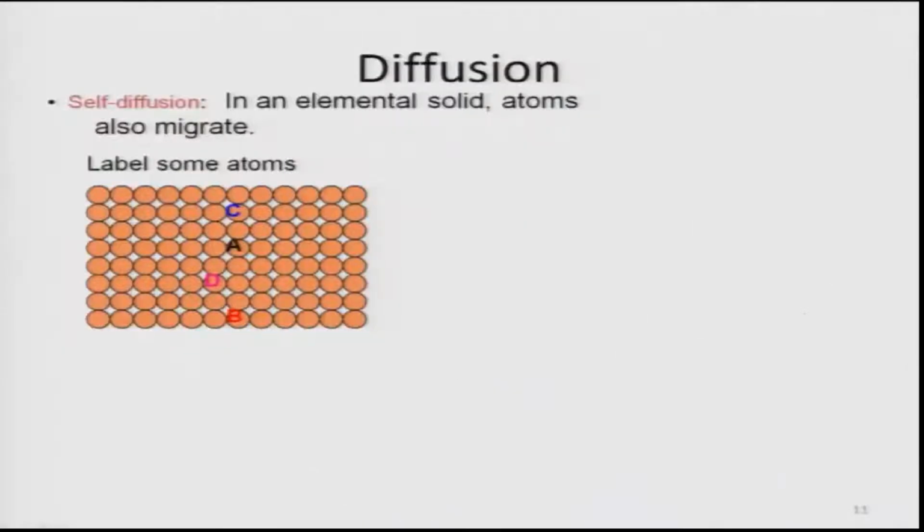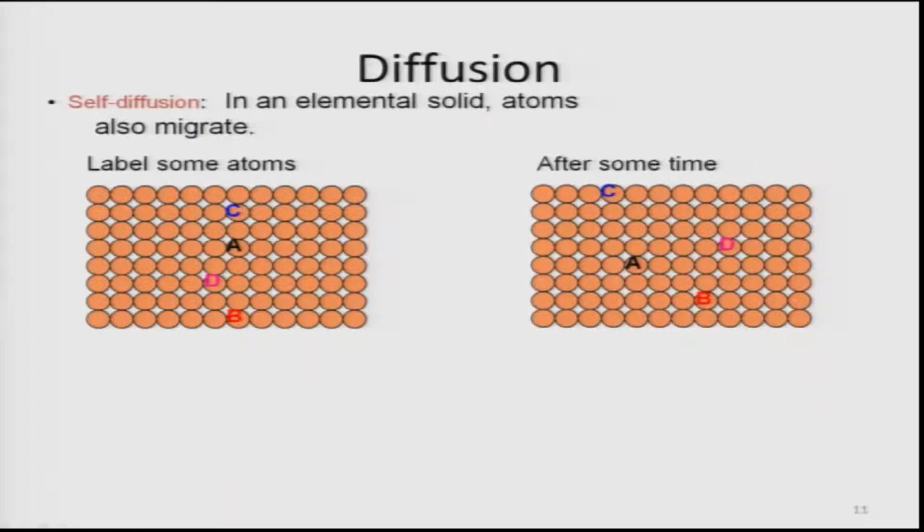So, here let us label some atoms like A, B, C, D. Now, what happened, you see here? After some time, atom A has moved from here to somewhere on the left side, atom D is moving to the right side, atom C is moving to the left side, and atom B is moving to the right side. That is obviously haphazard and random, because it depends on the availability of the vacancies.